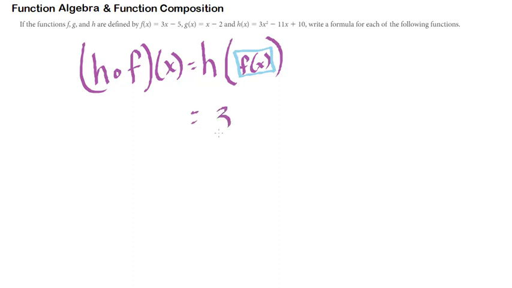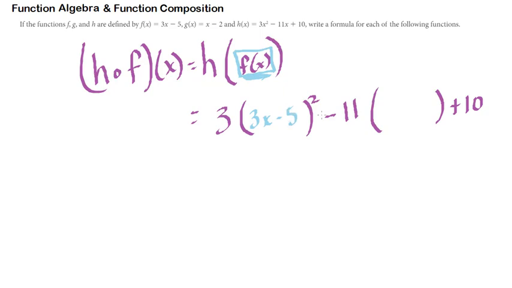3 times x squared minus 11 times x plus 10. Wherever there's an x, I put parentheses. Inside those parentheses, I'm going to put what f is. So that's 3x minus 5. Now, wherever I have an x, I put a 3x minus 5. And now it's a matter of simplifying.